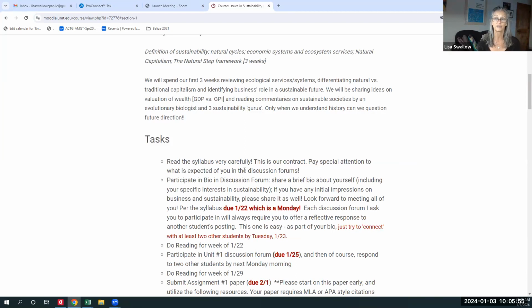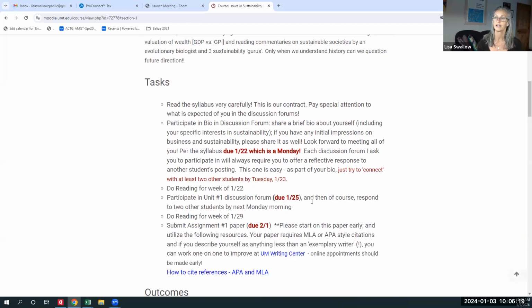Read the syllabus very carefully. Participate in the bio in the discussion forum. It's due January 22nd, which is a Monday. And then respond to 2 other students by Tuesday. So you can read them and do the readings for the week of January 22nd. And then participate in the first discussion forum regarding your readings. And then, of course, respond to 2 other students by the next Monday morning. And do your reading for the next week. And you've got your first paper due. So you can see the entire first unit lined out in one concise area.